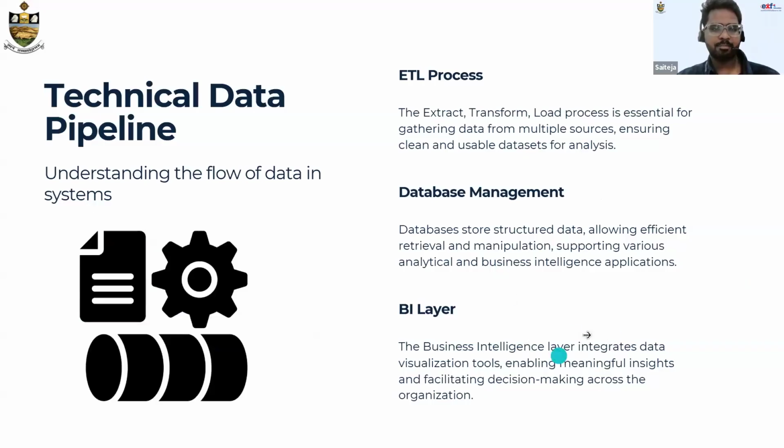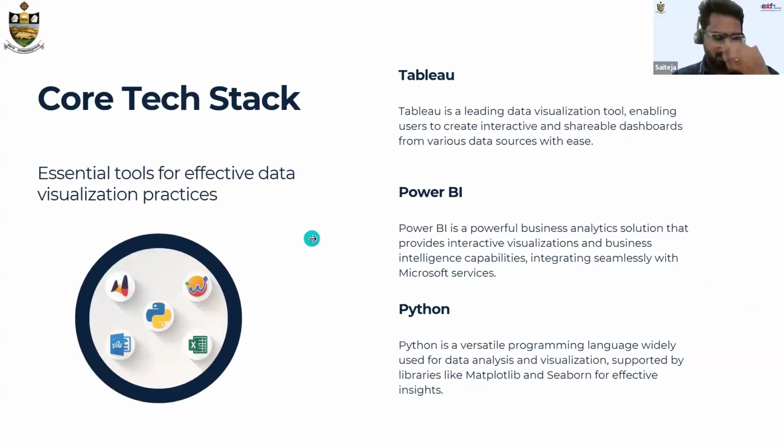The third thing is the BI layer. This is where you pick whatever chart you require, and after cleaning the data, you perform specific tasks. These things can be done through your BI layer, with a business intelligence tool. We'll be discussing this core tech stack. Mostly we'll be using Power BI, Python, and Tableau.